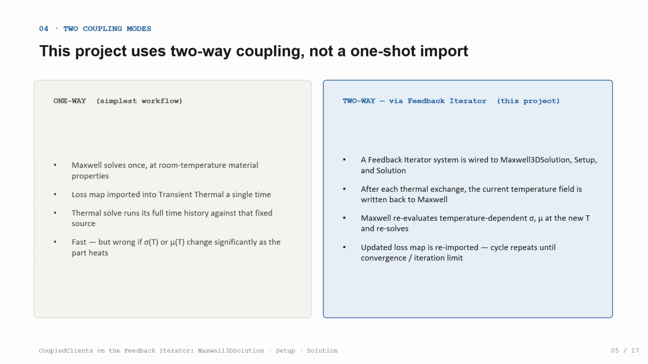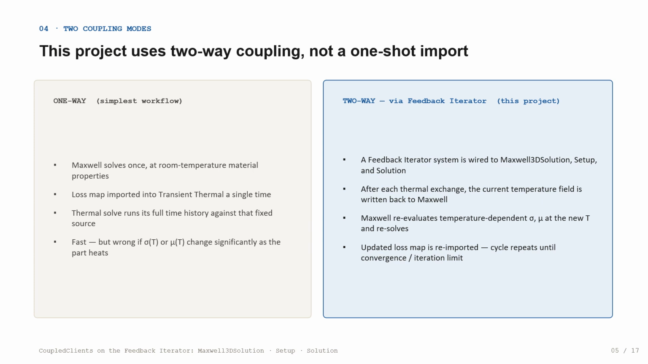The simplest workflow is one-way coupling. Maxwell solves once, using material properties evaluated at room temperature. That loss map is imported into Transient Thermal exactly one time, and the thermal solver then runs its entire time history against that fixed, unchanging source. This is fast, and for many problems it is perfectly adequate.